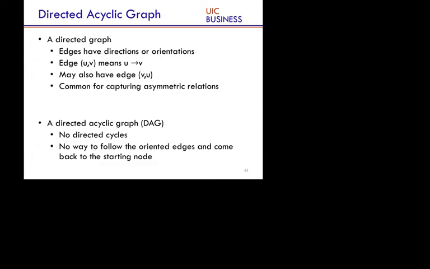So in this graph, you can actually have an edge uv, and you can also have an edge vu, and they're going to be different. Is that clear?